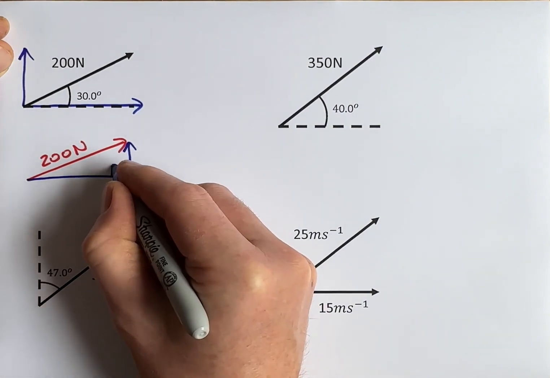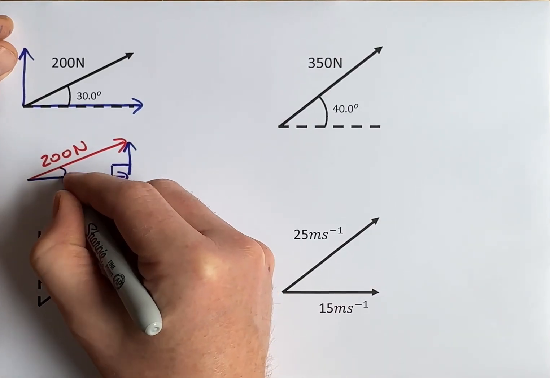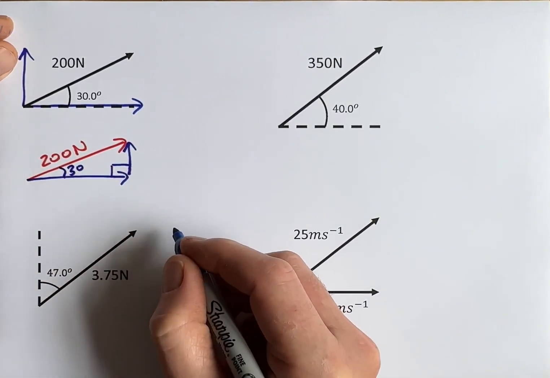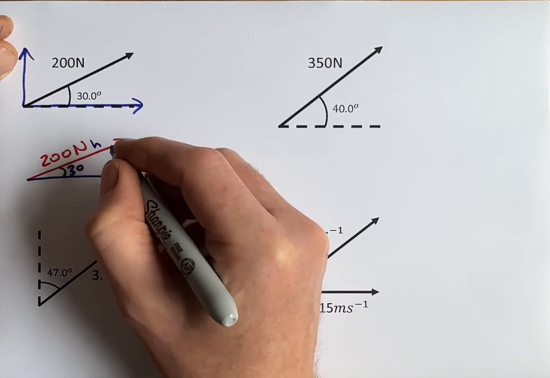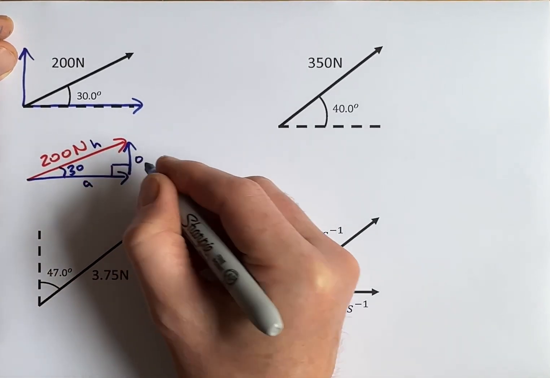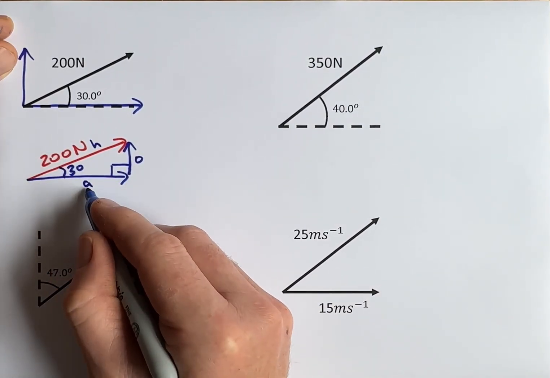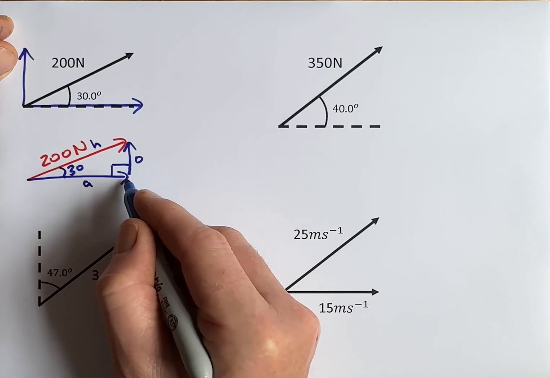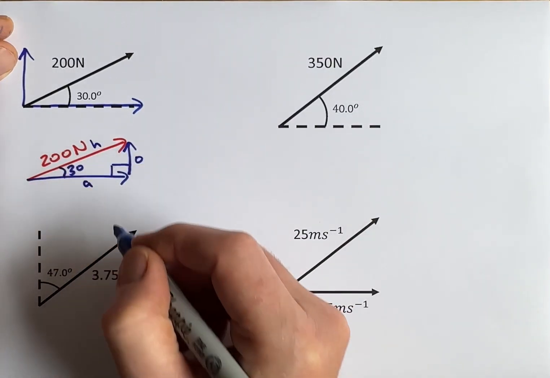Now, the horizontal and vertical component are at 90 degrees to one another. We know this angle here is 30. This then forms a right angle triangle. So here's your hypotenuse, your adjacent, and your opposite. So in each case, we know the hypotenuse. We want to work out the adjacent and the opposite. The adjacent being the horizontal component, the opposite being the vertical component of this force, okay?